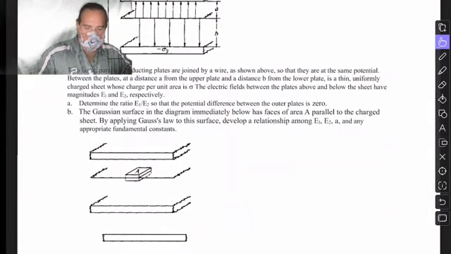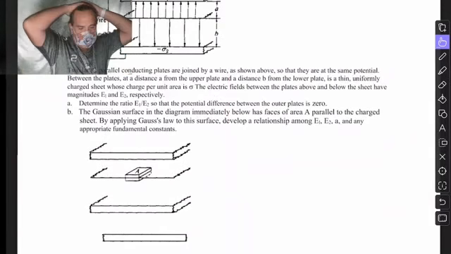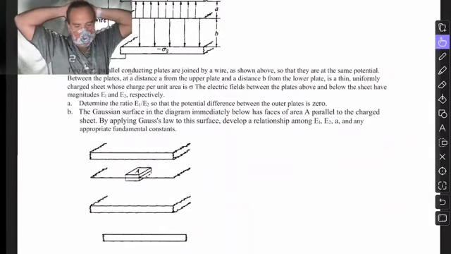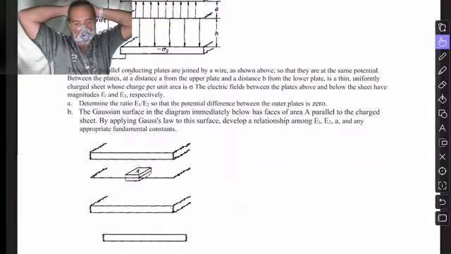All right, 2 large parallel conducting plates are joined by a wire as shown above, so that they are at the same potential. Okay, that's important. We have put them at the same potential, so there's no potential difference between the 2 plates, the top and bottom.